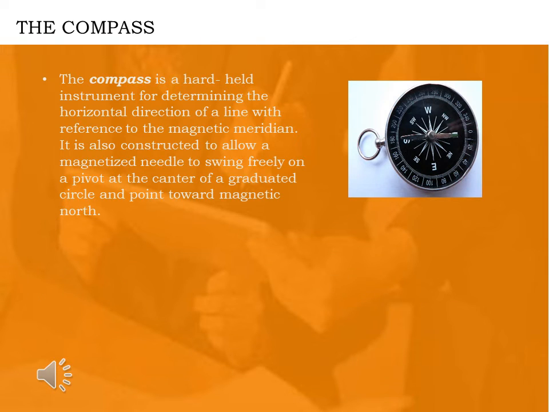The compass is a hand-held instrument for determining the horizontal direction of a line with reference to the magnetic meridian. It is also constructed to allow a magnetized needle to swing freely on a pivot at the center of a graduated circle and point toward magnetic north.